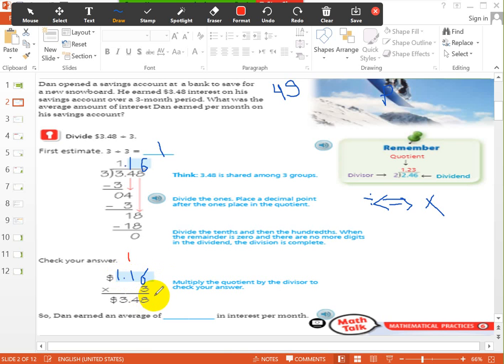3 multiplied by 1 equals 3. So look, the answer for this multiplication is 3.48, the same as the dividend, right? That means the quotient is correct. So the answer right here is 1.16. Okay?